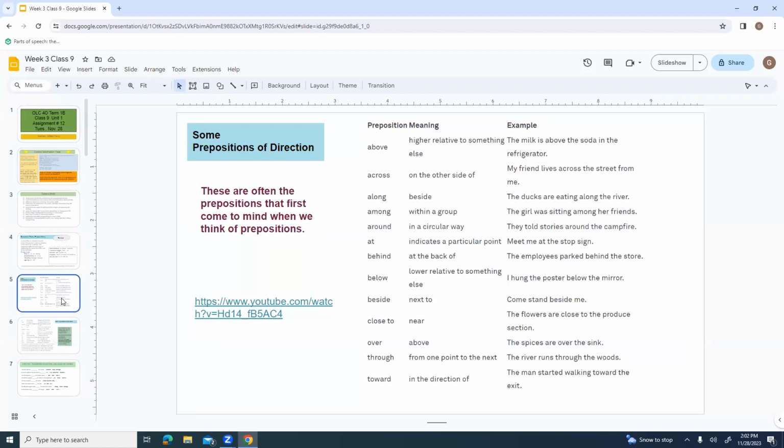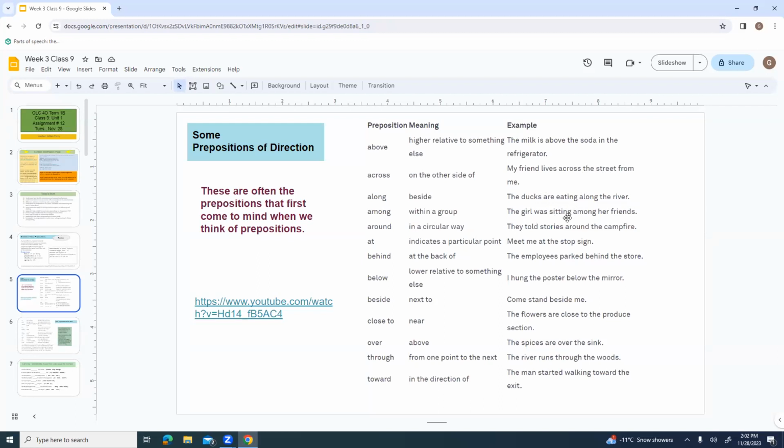So looking at some prepositions of direction, these are the prepositions I think of when I first think of prepositions, right? Things like above, across, along, among, around, at, behind, below, beside, close to, over, through, and towards. And you can see how they're used. The milk is above the soda in the refrigerator. My friend lives across the street from me. The ducks are eating along the river. If I just said the ducks are eating the river, it wouldn't really make sense.